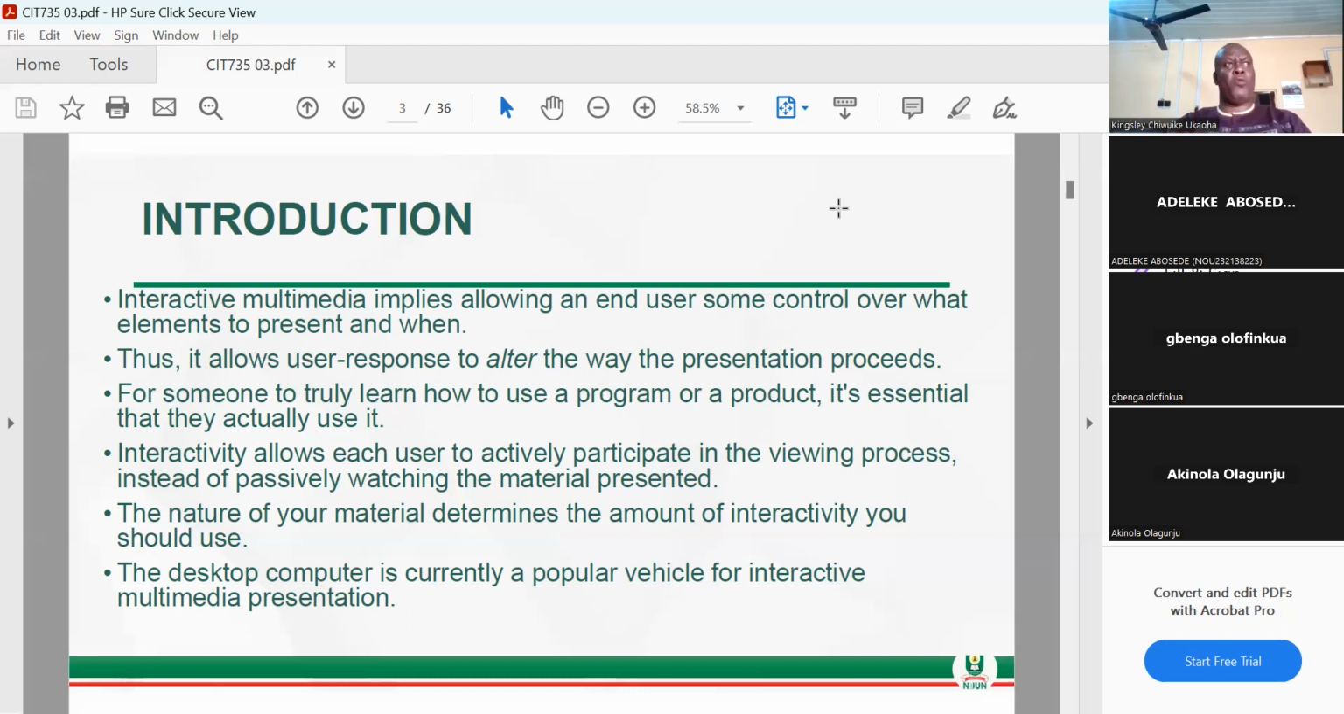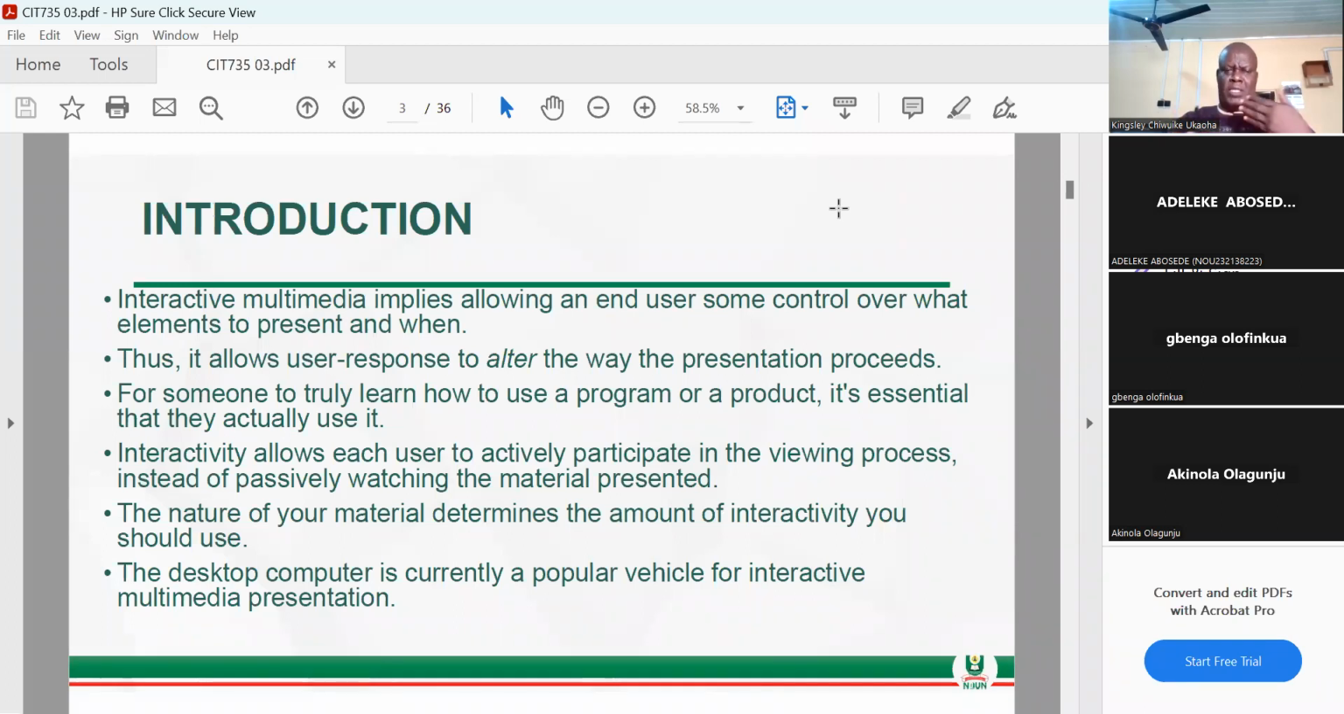But if it was radio, they are talking, you will not be able to say anything. So for someone to truly learn how to use a program or a product, it is essential that they actually use it. Because most times you want to learn about the ATM, how it works. There's no way you can learn about the ATM by looking at the manual and by looking at the machine. You must go there and use it. You must interact with it to know how the machine performs. You may make some mistakes at the beginning, but over time, you'll be able to master it.